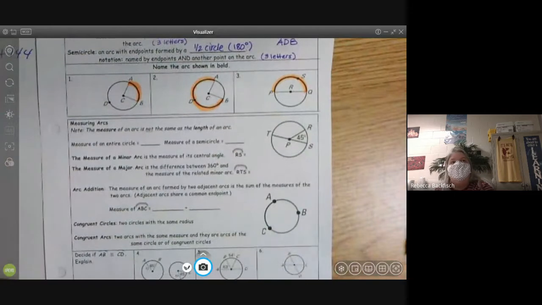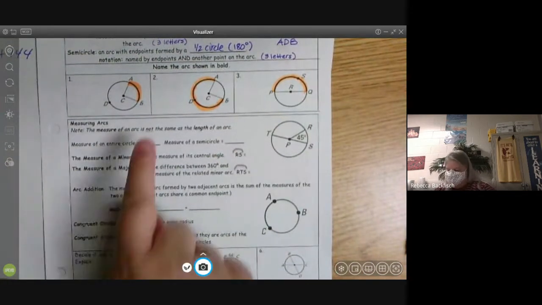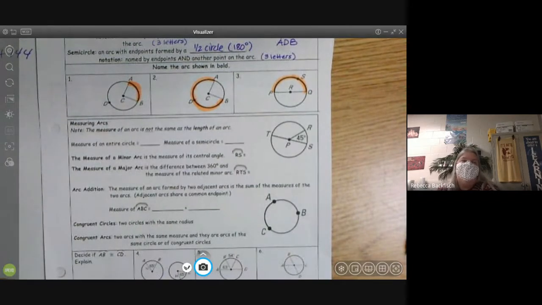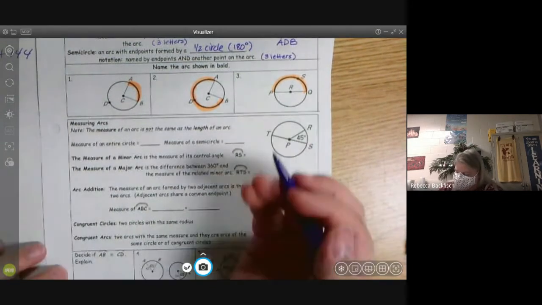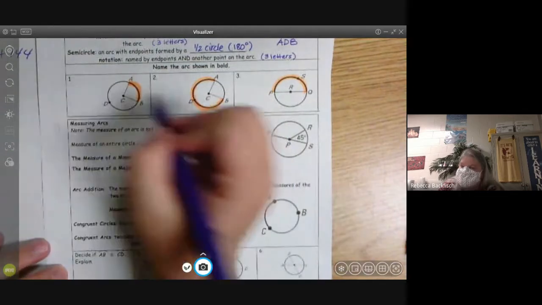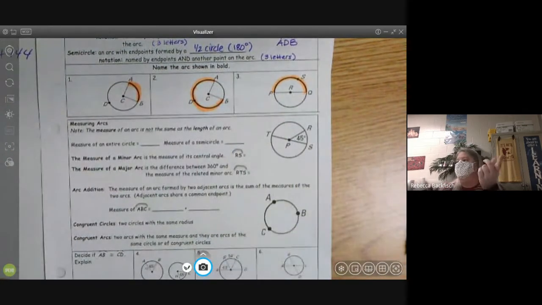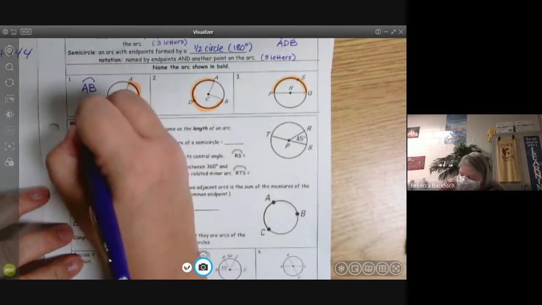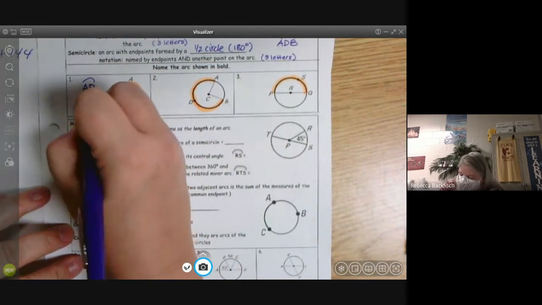Okay, so if I'm going to name the arc that is shown in bold, this one, is it minor or major? Minor. That's a pretty small arc. So I could just use the 2 letters. It doesn't matter if I say A, B, or B, A. Either one is fine. I could say this, or I could say this. Both of those are fine.